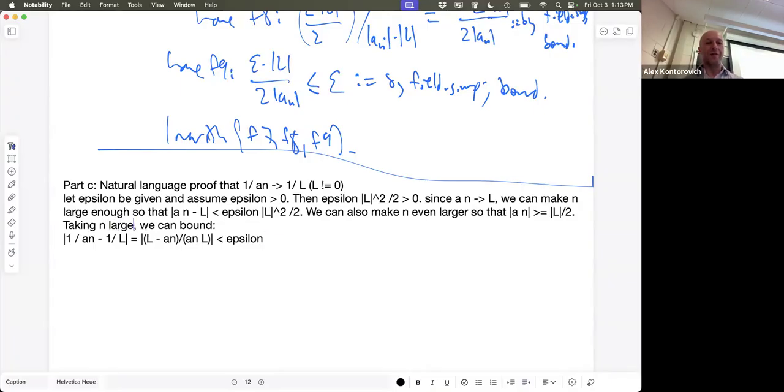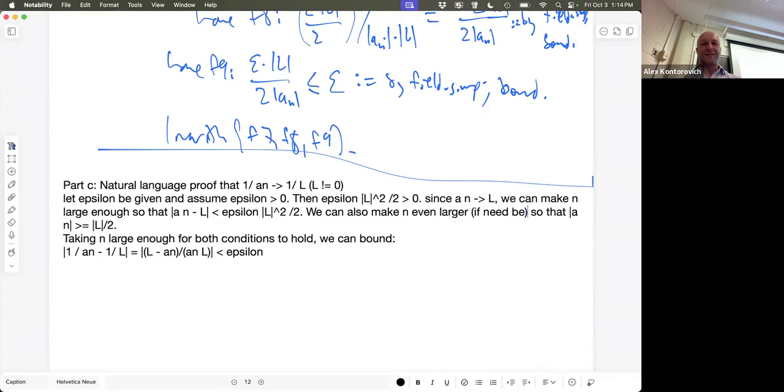Well, taking n large enough for both conditions to hold, if you like. Yeah, if needed, if need be. If you need to take it even larger, eventually, after a certain point, this is always true. So just take it large enough so both of them are true. So that's the choose N1, choose N2, use the max of N1 and N2, or even better, the sum of N1 and N2.